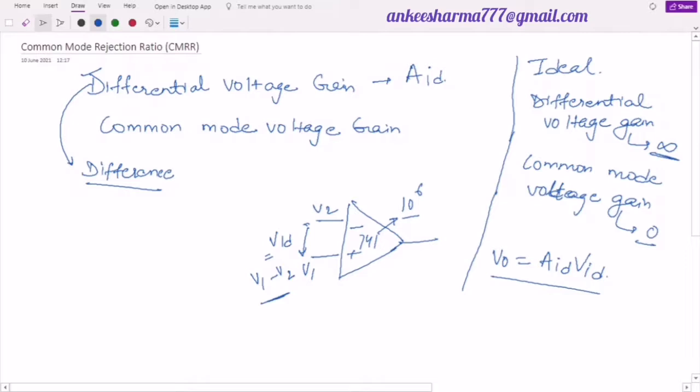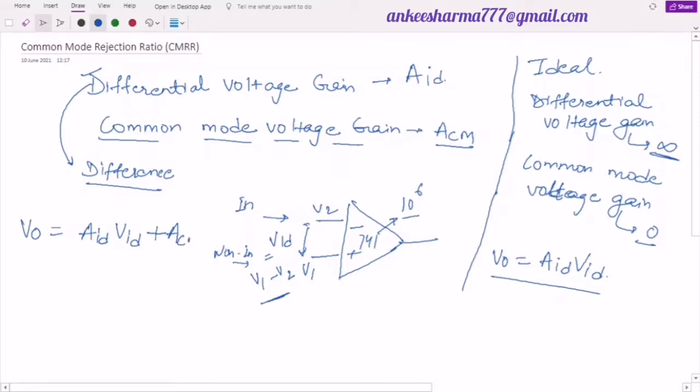But in the practical op amps, there is one more term getting added over here. So my output will now be defined as AID into VID plus, what is the second gain I am finding here? That is the common mode voltage gain. I will denote it as ACM. It means whatever signals are applied here which are common to both the terminals, the inverting and the non-inverting terminal, they will be amplified with a gain. That gain will be the ACM, and the common mode voltage I will write here as VCM.